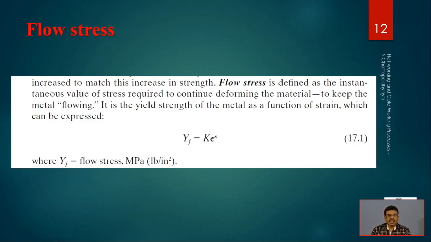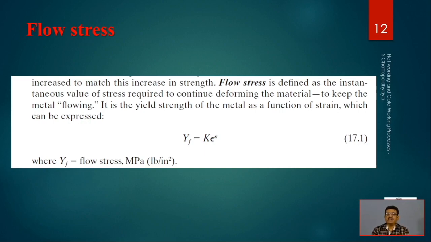So here we have the flow stress. Flow stress is defined as the instantaneous value of the stress required to continue deforming the material, to keep the metal flowing in the plastic state, very important. That is, for the ductile material, the flow stress has to be determined, and it is the yield strength of the metal as a function of strain.